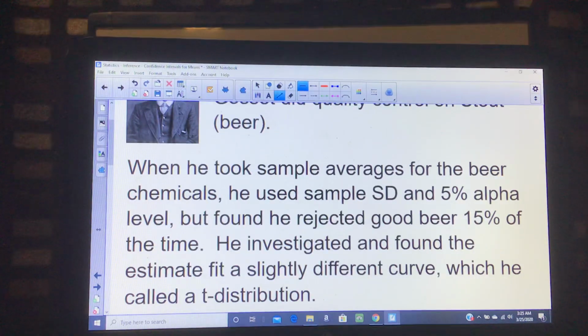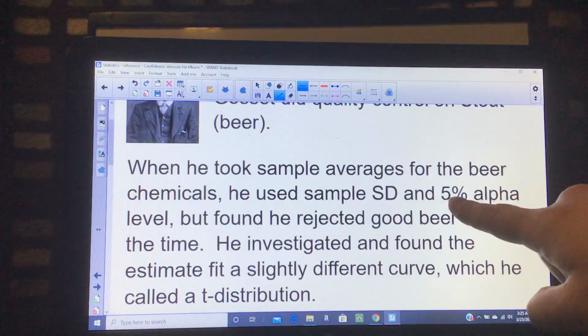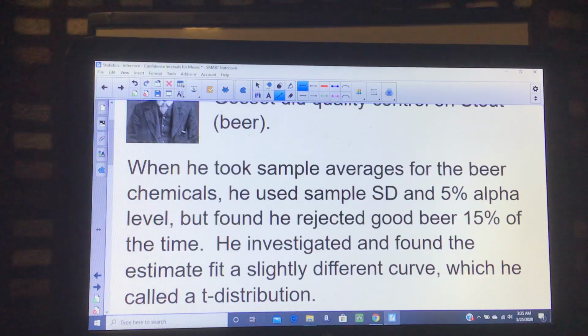So basically he used that formula S over square root of n instead of sigma over square root of n. So he used the S as the estimate. Now he was doing tests, so he did use a 5% alpha level. So basically if the beer was good, remember the alpha level is when you would reject it, he would make a type 1 error 5% of the time is what should have happened. So he was like, if the beer was good, he should have been rejecting good beer 5% of the time.